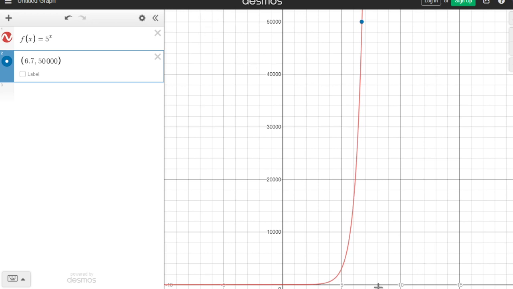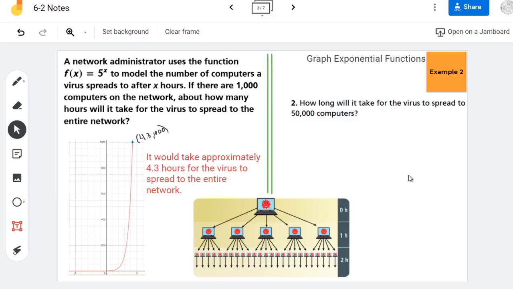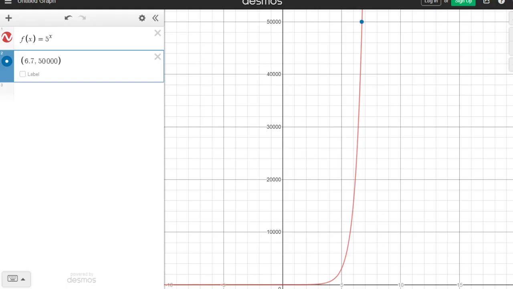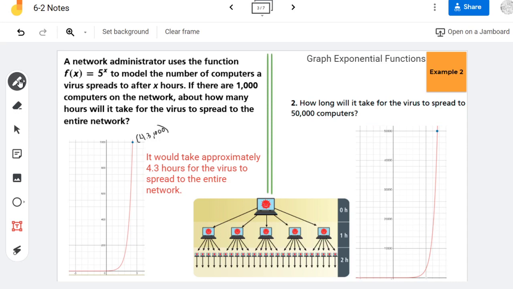So for problems like this, where it's a graphing question, all you have to do is plop that into Desmos and check out the ordered pair. And again, that was about 6.7 hours. Now again, this is an approximation, right? It wasn't exactly 6.7. I rounded it. Okay, it's not exact.